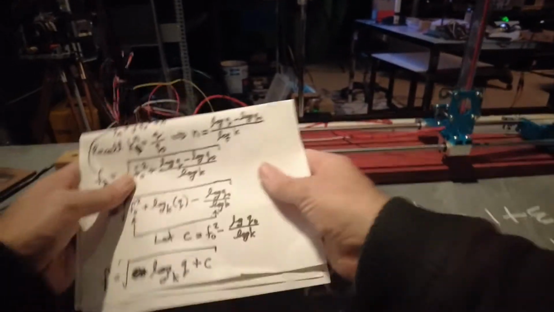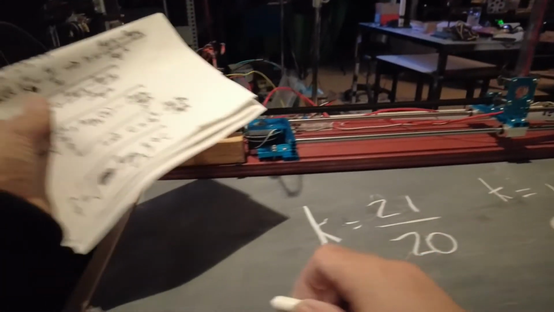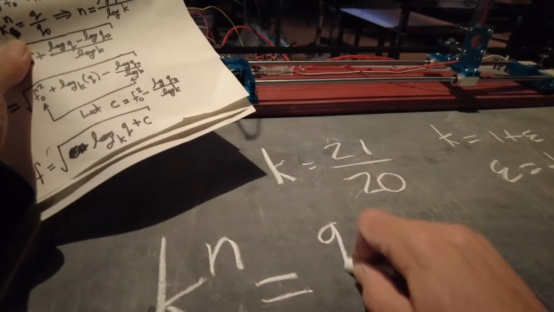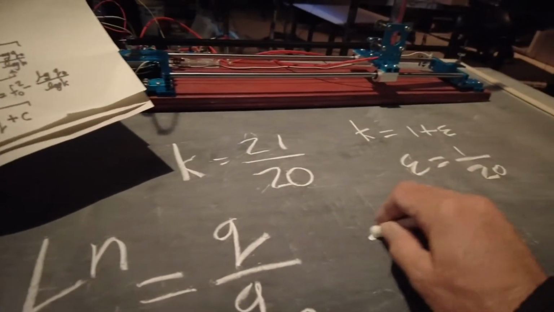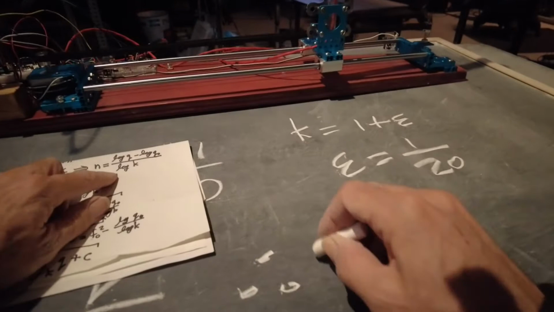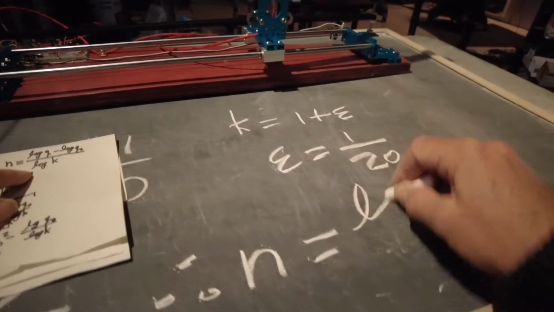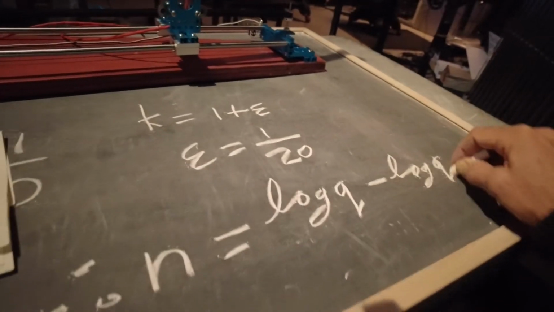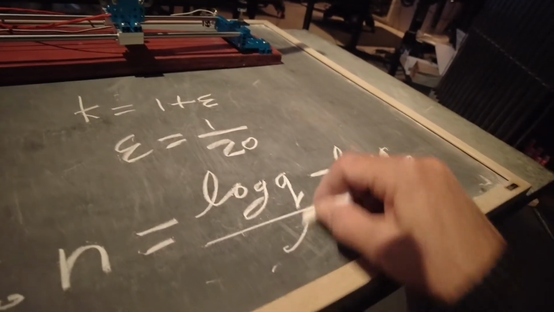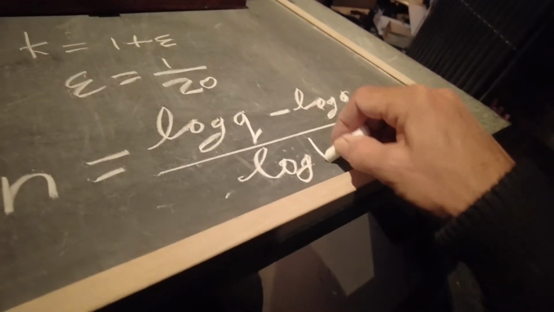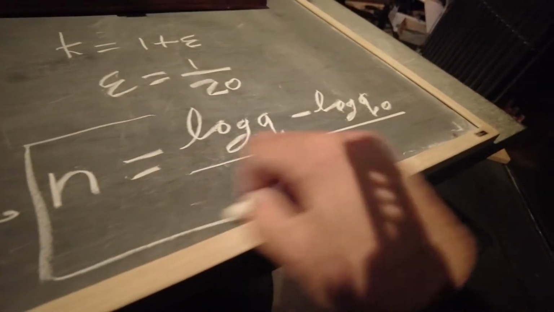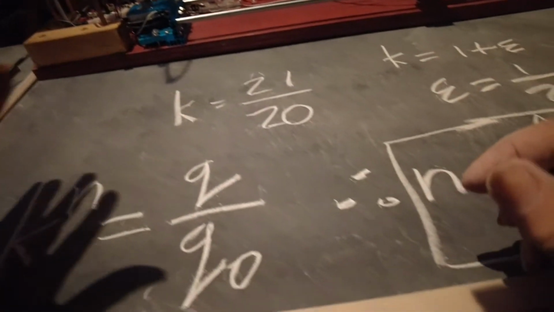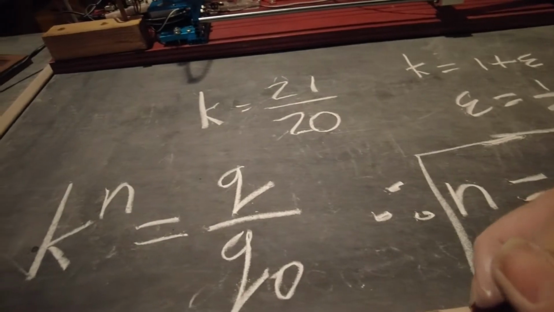So the key observation is we've got this notion of k to the n equals q over q0, and therefore we have n equals log q minus log q0 over log k. And so this is sort of this key concept in comparametrics that comes from quantigraphic theory.